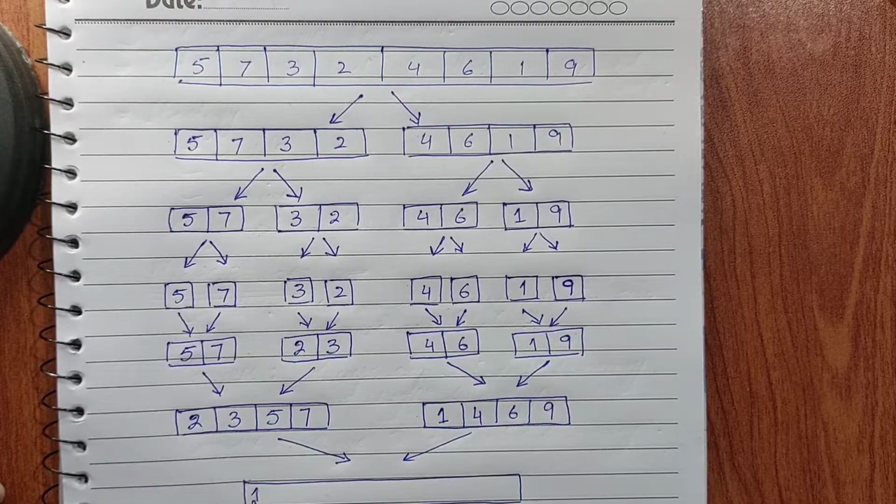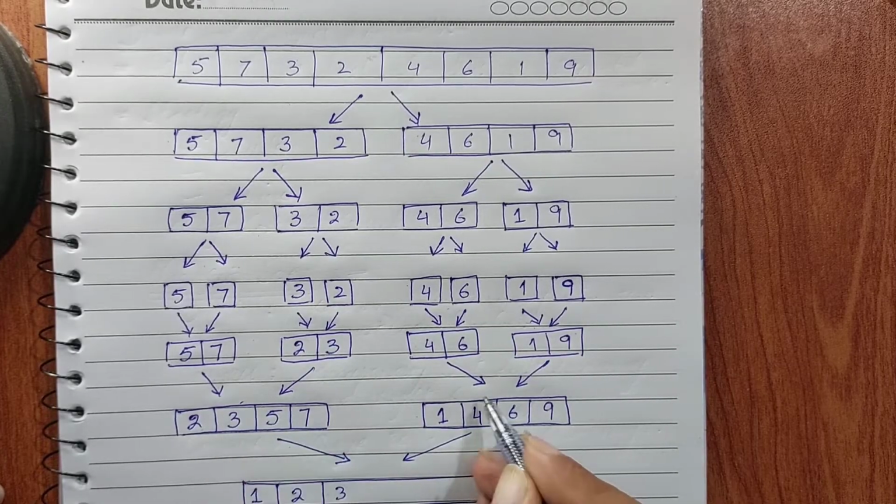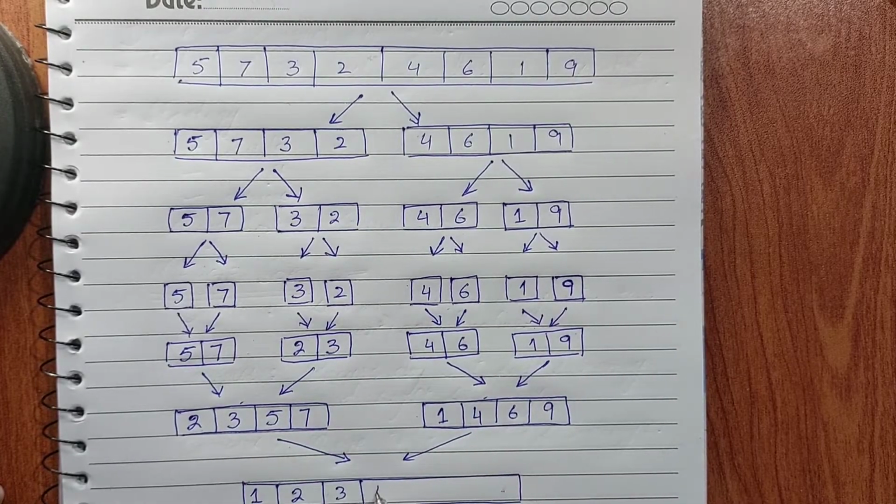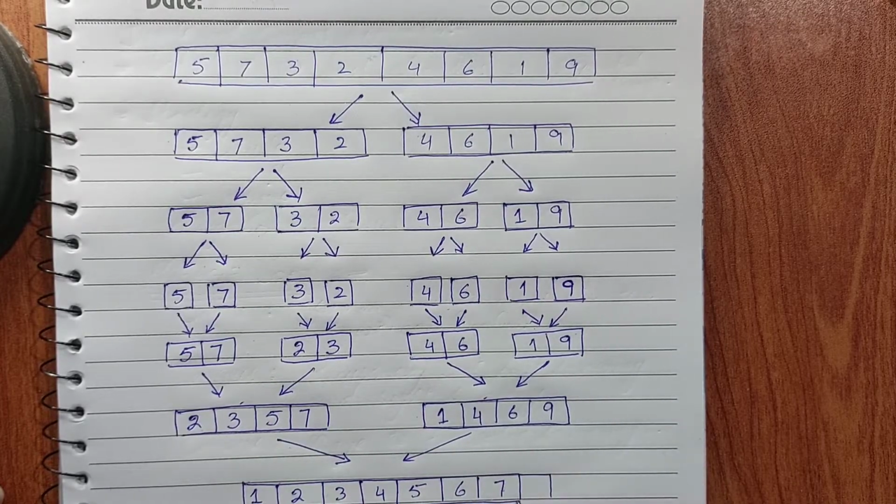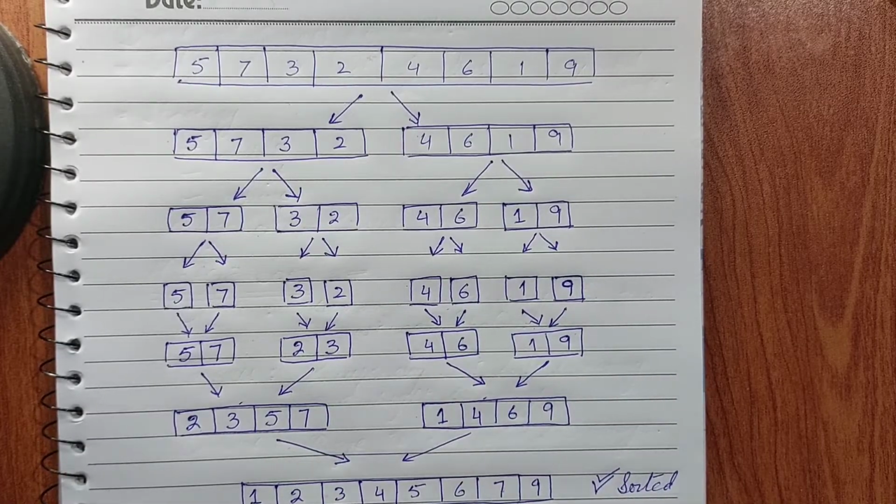So 1 will come at the first position, then 2, then 3 from here, then 4 from here, then 5 or 6, so 5 will come up here, then 6 or 7, so 6 will come up here, then 7 or 9, so 7 will come up here, and finally it would be 9. So our array is sorted now. This is how merge sort works.